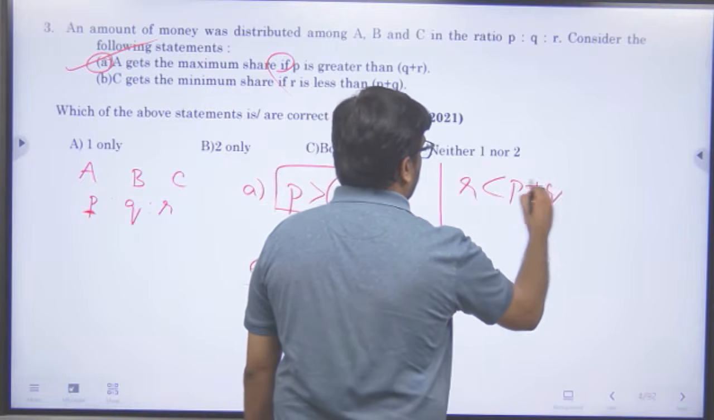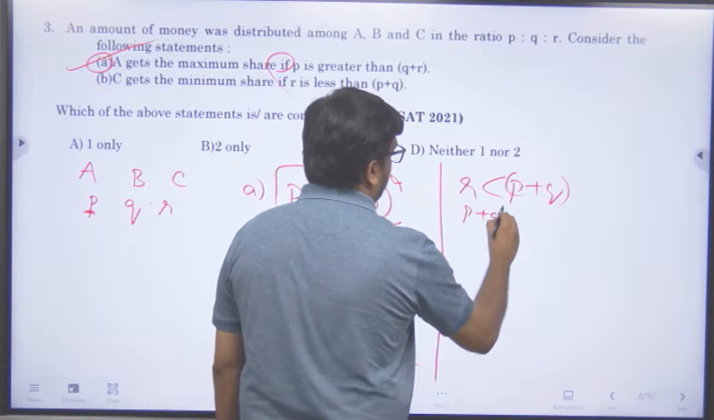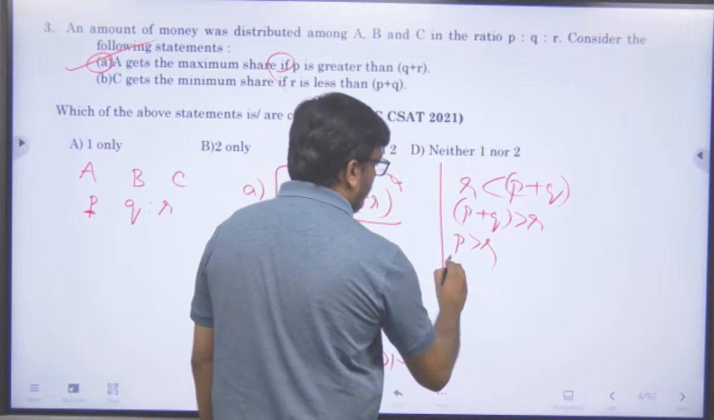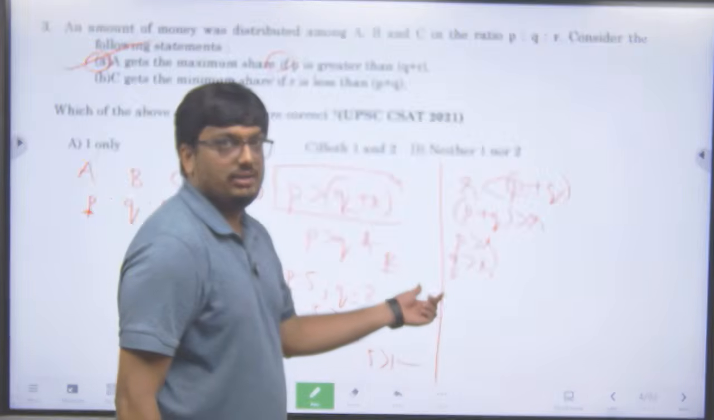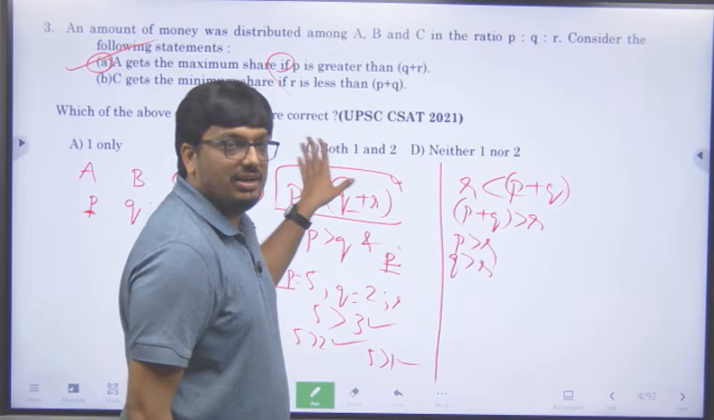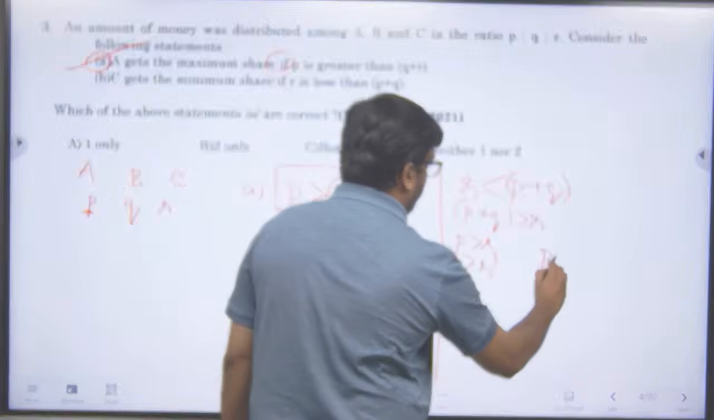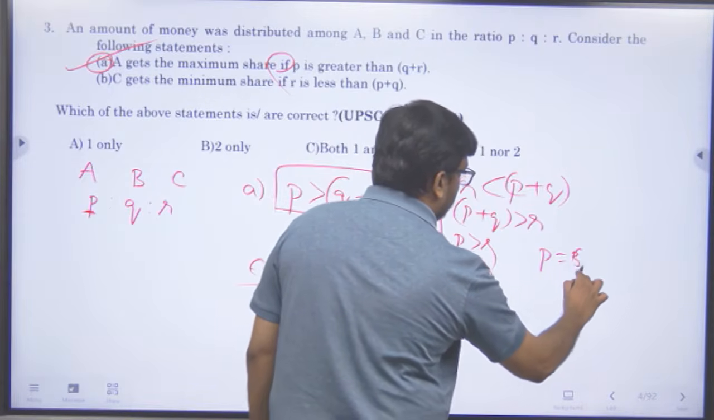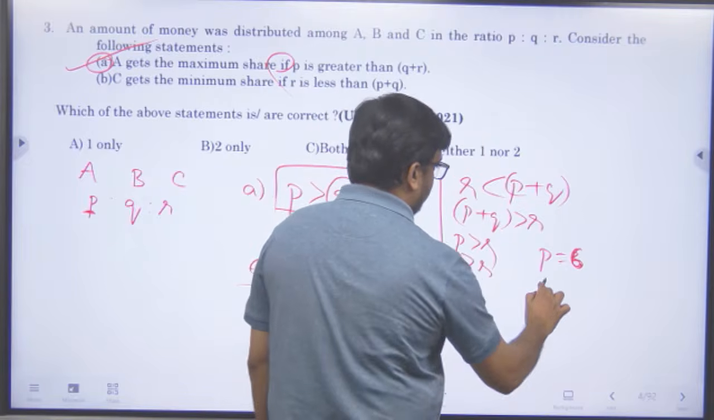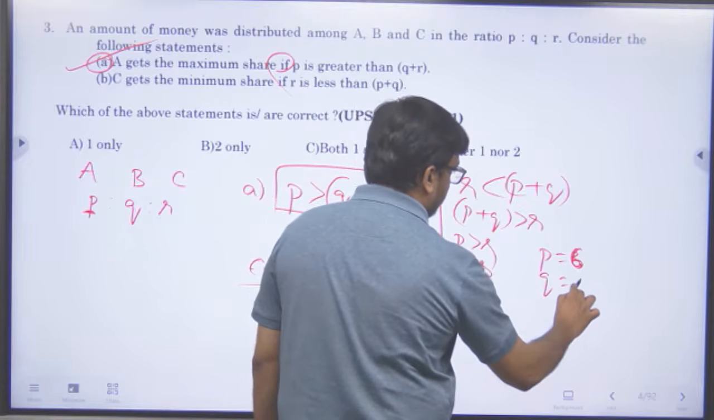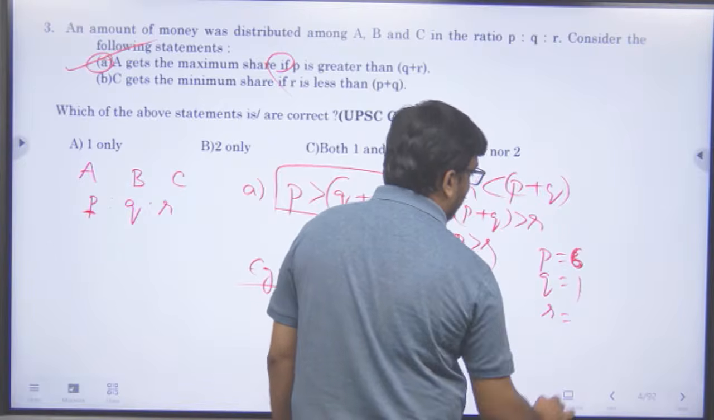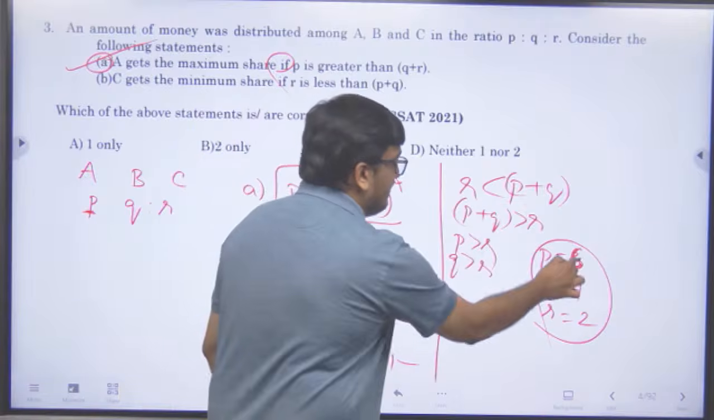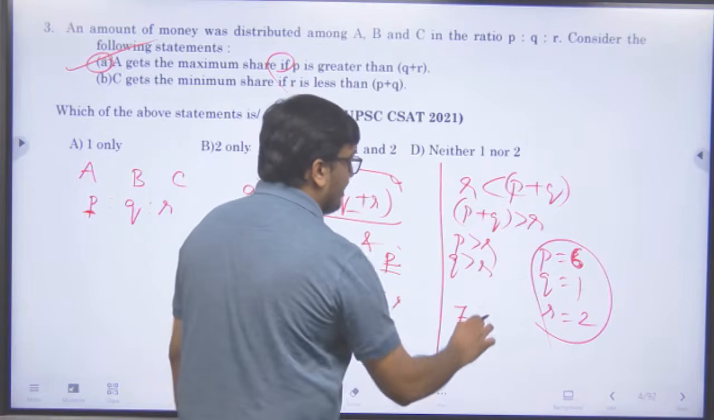R is less than P plus Q, nothing but P plus Q greater than R. That is, P should be greater than R, Q should be greater than R. Then only C will get minimum share. So, if you take P as 6, then Q as 1, R as 2. For this value, P plus Q, that is 6 plus 1, 7, greater than 2.